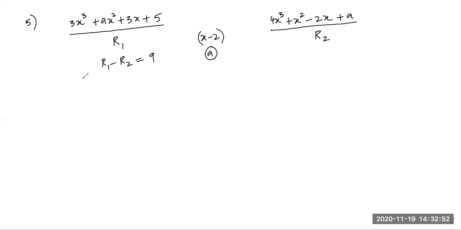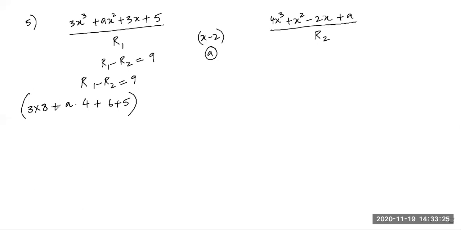So I think you should say that R1 minus R2 is equal to 9 is given. First we will find the value of R1. R1 will be P of 2, correct? So it will be 3 into 2 2s are 4, 2 4s are 8, plus A into 2 squared, which is 4, plus 3 into 2 is 6, plus 5.